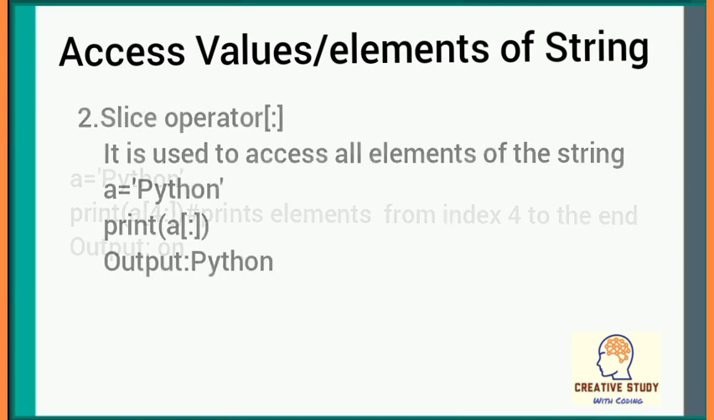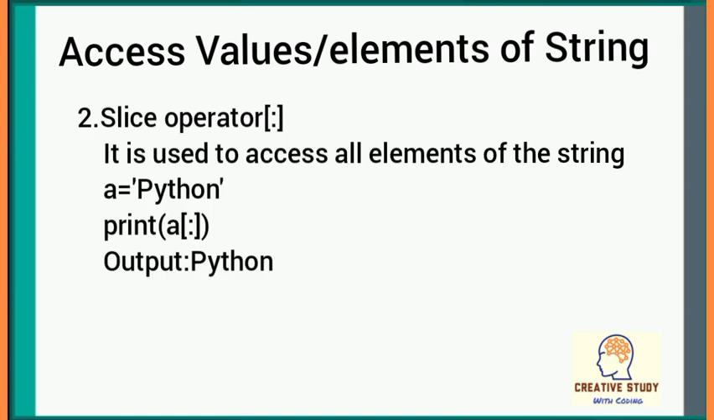4 to the end. And only colon operator within a square bracket is used to access all the elements of the string. So in this example, if I write print a[:] within a square bracket, it will print all the elements of a string. So it will print here Python.